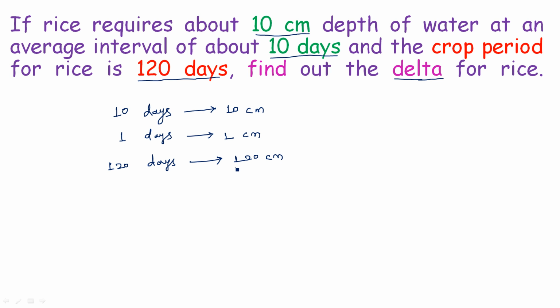And this is the delta. Delta is the amount of water required for the crop throughout the crop period, meaning the total amount of water required for the crop in the crop period. Here the crop period is 120 days, and in 120 days the amount of water required is 120 centimeter. So 120 centimeter will be your answer.